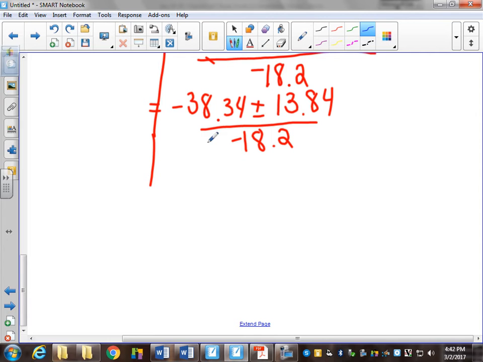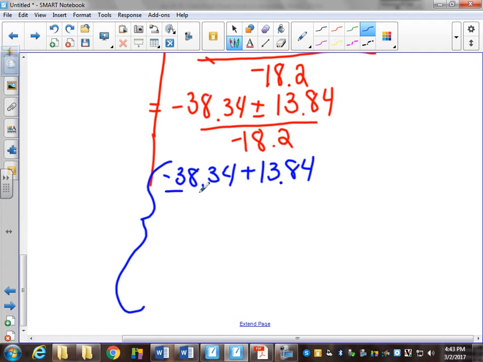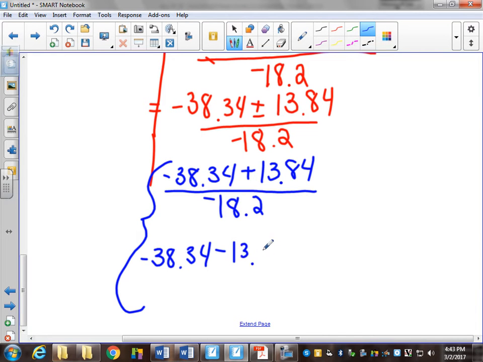So now we're going to have 2 answers. We're going to have negative 38.34 plus 13.84 all over negative 18.2. And we're going to have negative 38.34 minus 13.84 all over negative 18.2.